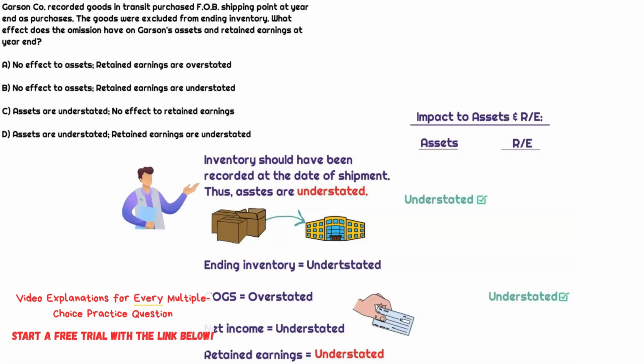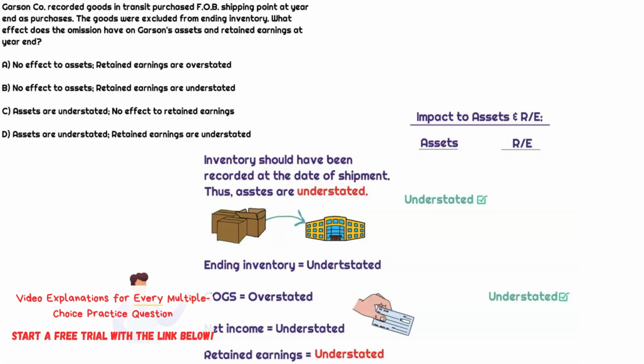Okay, so because they were shipped FOB shipping point, then they're going to be Garson's at the point in which they are shipped. All right, but because they excluded them from inventory, this is going to do what to assets? Obviously, assets are going to be understated, right? We should have recorded that as inventory, but we didn't. Okay, so what's it going to do to retained earnings? This is a little bit more challenging to think about.